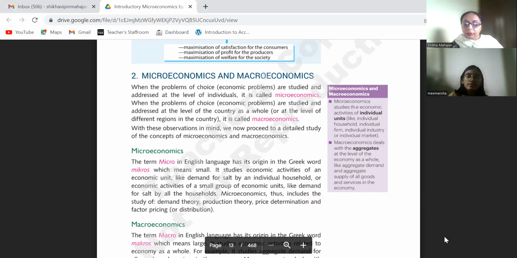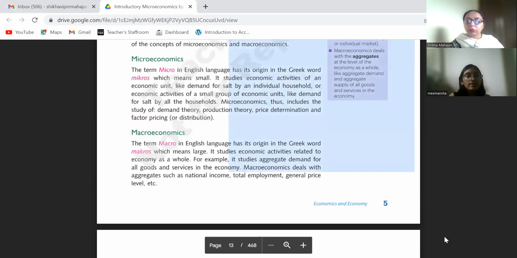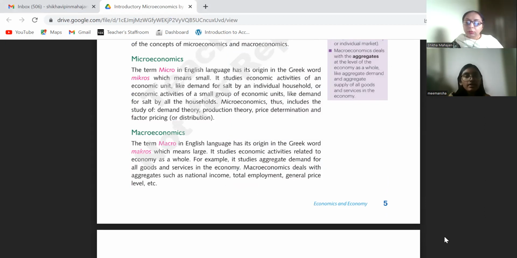Microeconomics. The term micro in the English language has its origin in the Greek word micros, which means small. It studies economic activities of an economic unit, like demand for salt by an individual household, or economic activities of a small group of economic units. Because it deals with individuals, it studies individuals' demand. How will the producer maximize profit when it caters to the needs of individuals, right? When we are studying microeconomics.